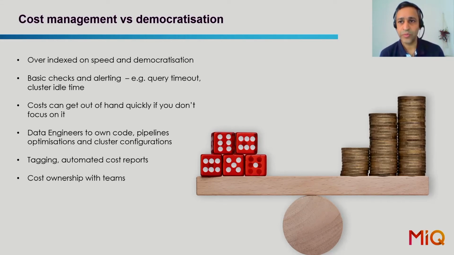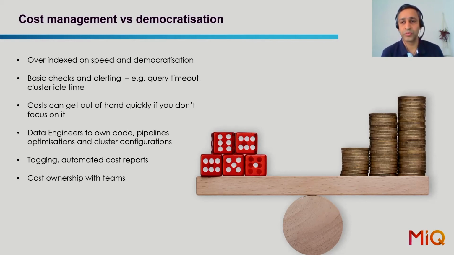But we realized costs can get out of hand quite quickly if you don't focus on it. And we had some shocking AWS bills, right? I think that was the realization that we had to find a better balance. We can't afford to have a user making an unintentional error, like a join with not the right clause, and it ended up being a cross join running for several hours, utilizing the cluster, and stuff like that, right?